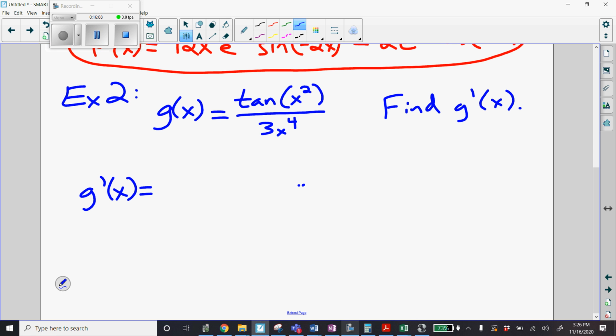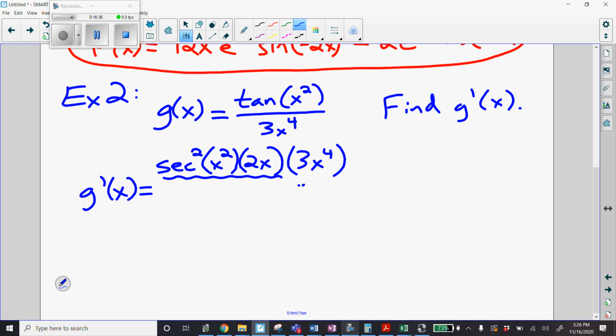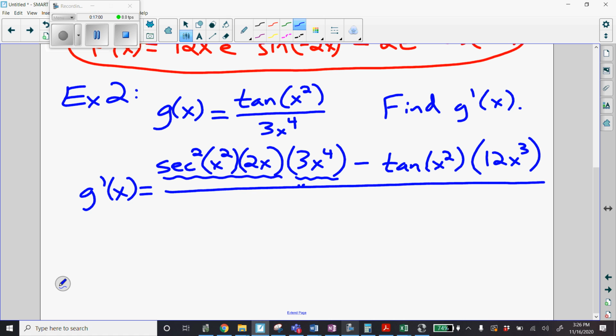To find g prime of x here, I'm going to start with the derivative of the top. Hey, that's where my chain rule is. The derivative of the top will be the derivative of the outside with respect to the inside times the derivative of the inside. That's the derivative of the top. But then I need to multiply the derivative of the top by the bottom. So that gets tacked in there as well. Again, I have the derivative of the top, including the chain rule, times the bottom, minus the top, times the derivative of the bottom. The derivative of 3x to the fourth would be 12x cubed. All divided by the bottom function squared.